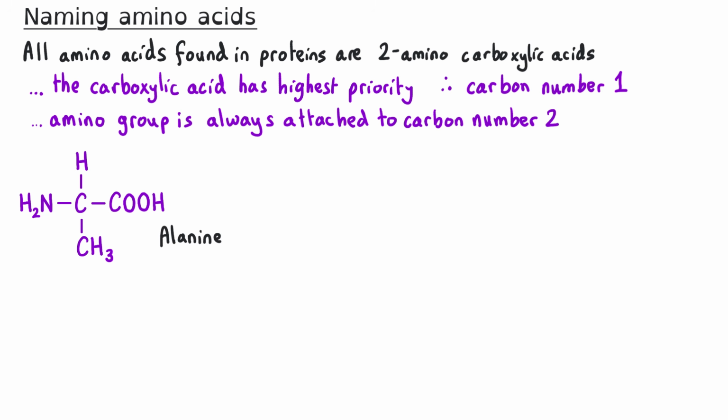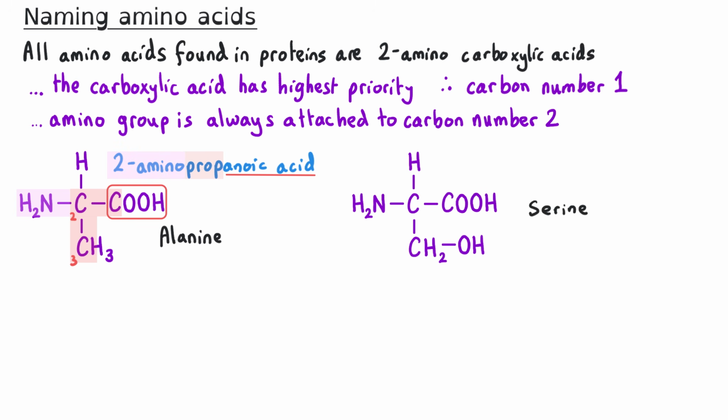A common question for 1 mark in an exam is to give the IUPAC name for a particular amino acid. And so, for instance, with alanine, we identify the carboxylic acid and know that this is carbon number 1. Because it's a carboxylic acid, its name will end in anoic acid. We need to find out how long the carbon chain is, and you can see that this chain contains 3 carbon atoms, and so this is propanoic acid, but we have the amino group attached to carbon number 2, and so this is 2-amino propanoic acid.